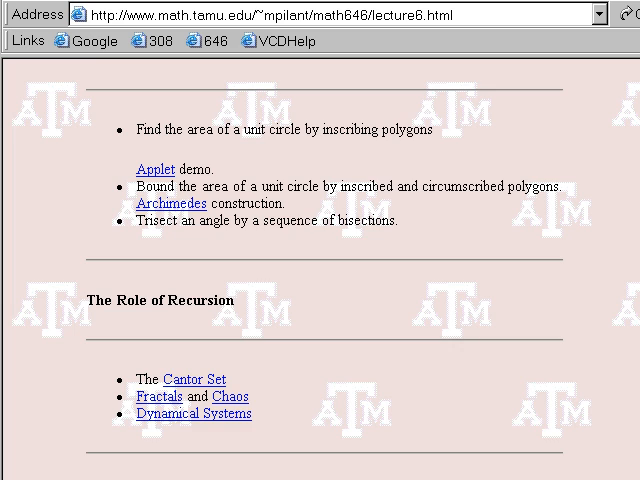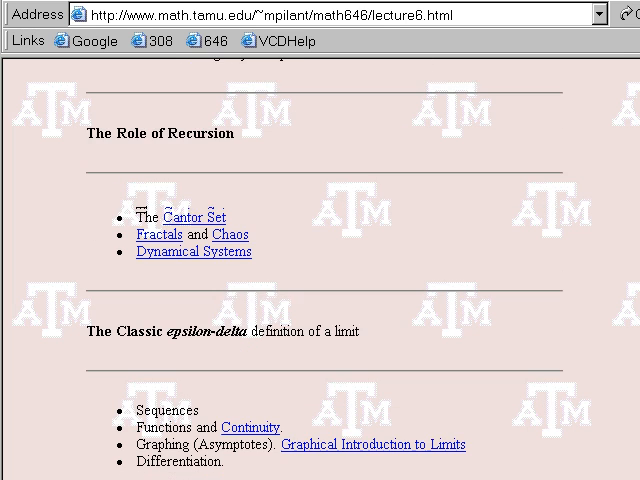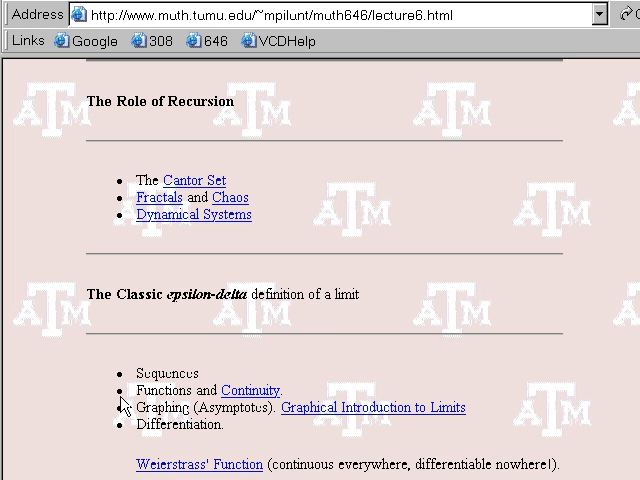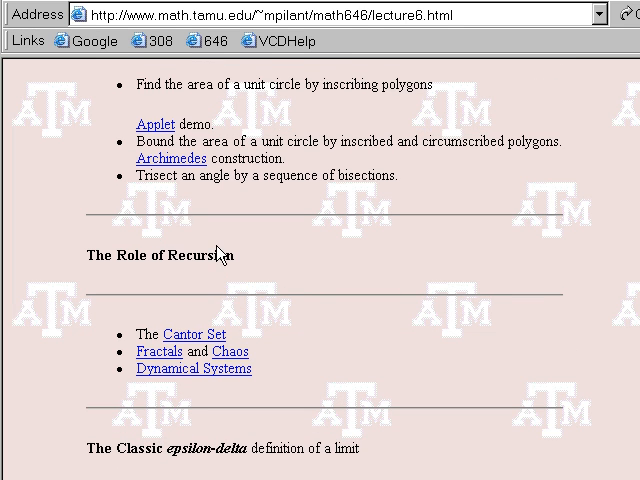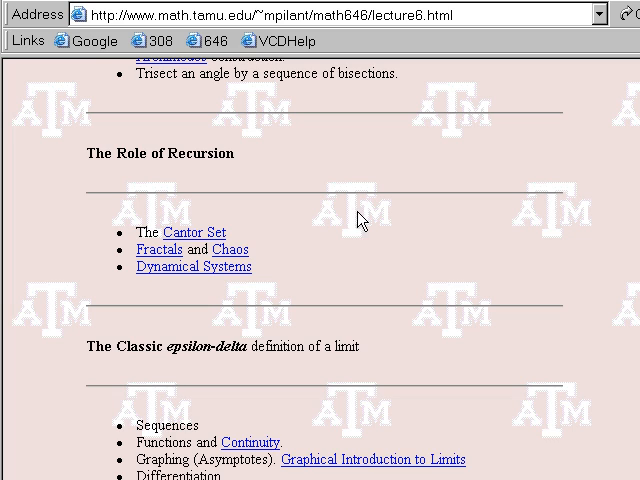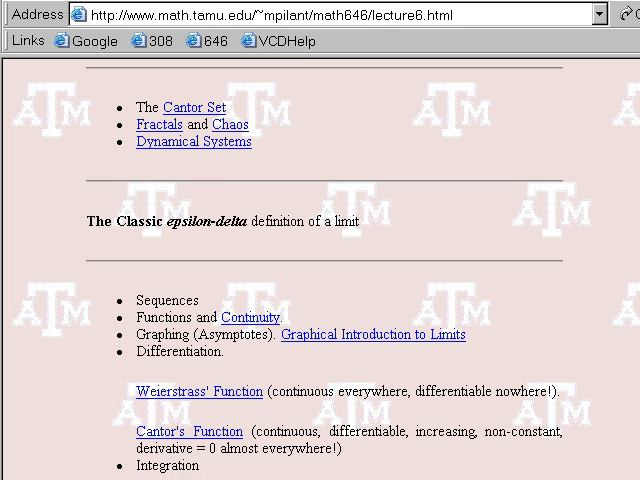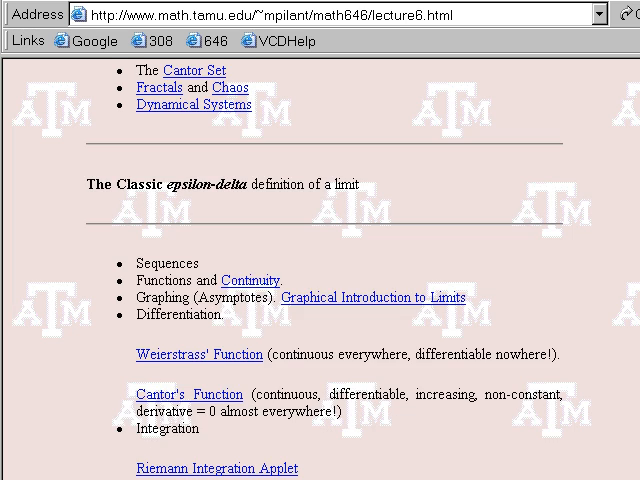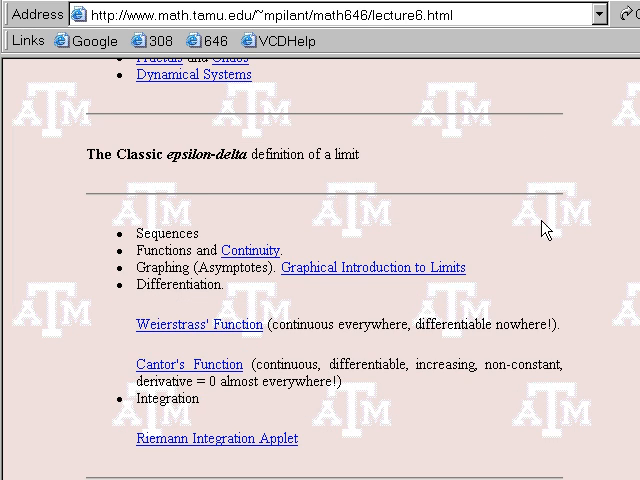I want to look at several Java applets that redo Archimedes' construction or his calculation of pi by means of inscribed and circumscribed polygons. That will lead into the idea of a limit of a sequence, and then we'll talk a little bit about the role of recursion. I'll explain what the word recursion has to do with limit in just a minute. That will lead naturally into topics that are seemingly pretty diverse of fractals, chaos, and dynamical systems. We'll give you a quick overview of that.